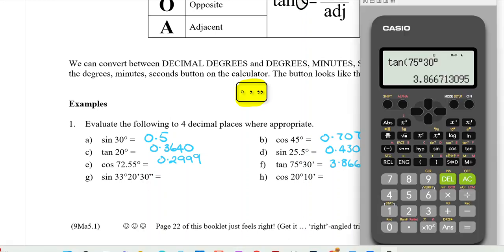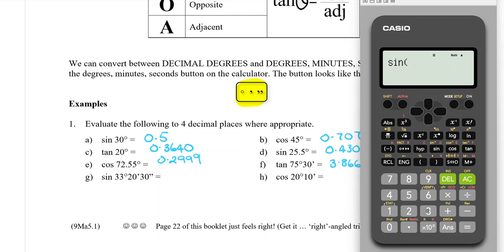Okay, G has degrees, minutes, and seconds. So we go sine 33, press your bubble button. Then 20, press the button again. 30, press the button again. So that we have degrees, minutes, seconds. And press equals. So that will be... someone else want to have a turn at this one? Destiny's done one. What's that to 4 decimal places? Yeah, you do. Give it a go.